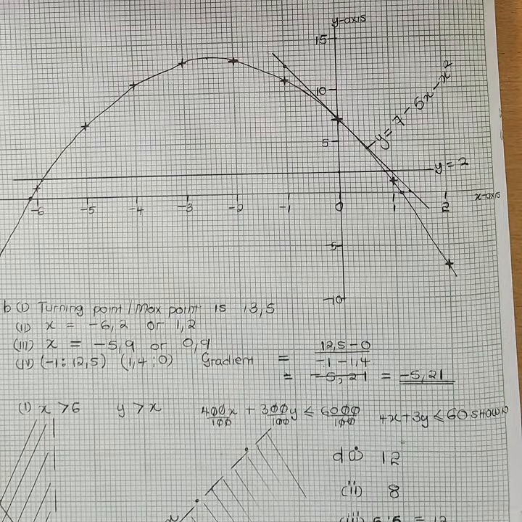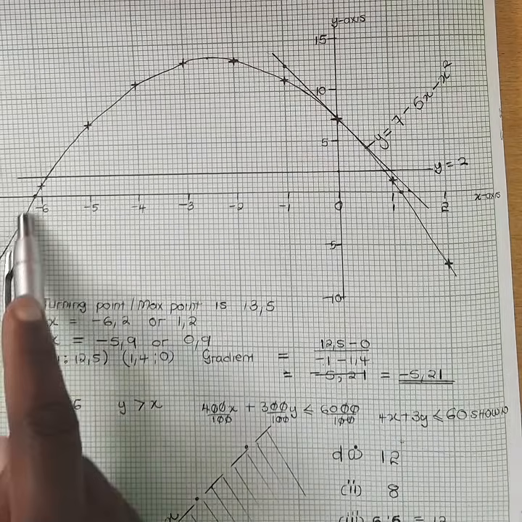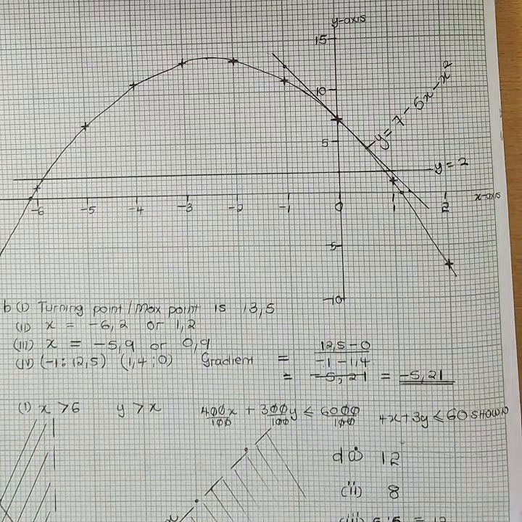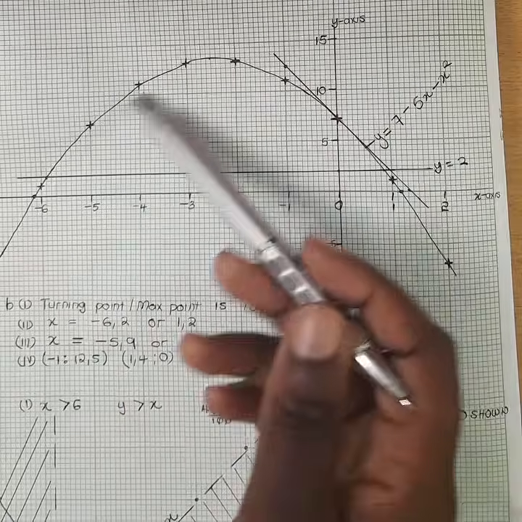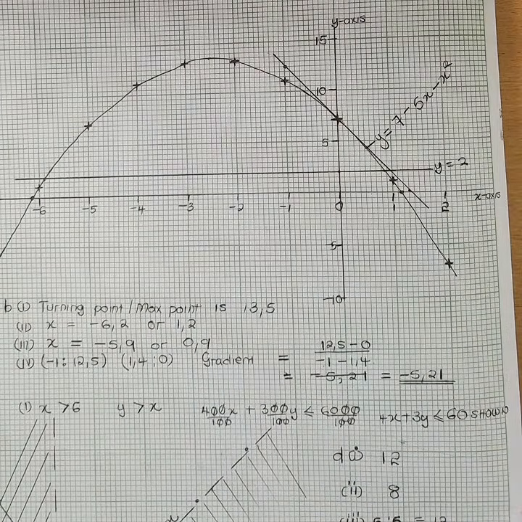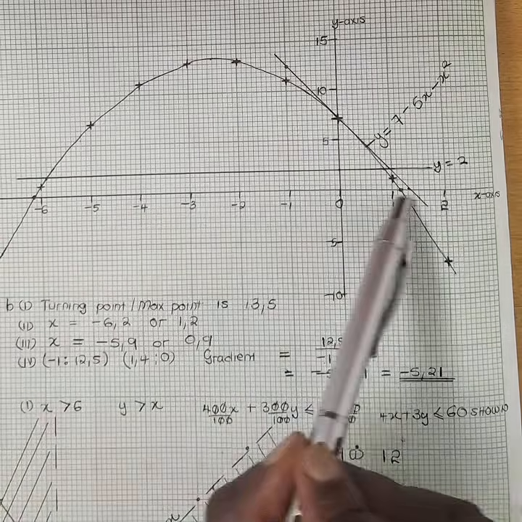What it means here is that you are having two equations. The first equation is y is equal to 7 minus 5x minus x squared. And then another equation is y is equal to 0. So this is the curve of the equation y is equal to 7 minus 5x minus x squared. This is the graph of that equation. And then the equation of the line which is y is equal to 0 is this x-axis, right?